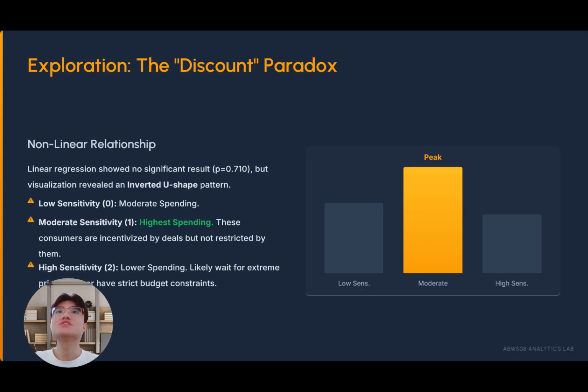Data exploration, continued. Visualization revealed a fascinating pattern regarding discounts. We observed an inverted U-shaped relationship. Consumers with moderate sensitivity to discounts tend to spend the most. However, those with extreme sensitivity to discounts actually spend less, likely because they are waiting for rock-bottom prices or have tighter budget controls. This suggests a non-linear relationship that a simple linear model might miss.